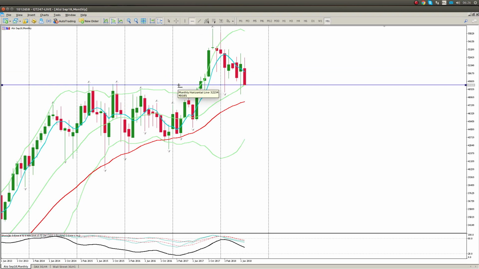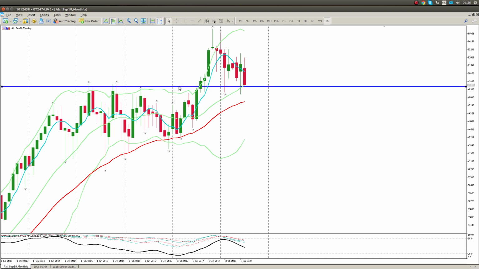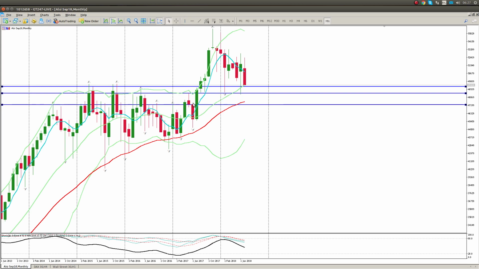So the first thing is, I'm just going to round that off. That is the first level there. The second level that we did tag was this inside tail here. Okay. Now we do have a little inside tail here, which is still an open Brooks gap on the monthly. So that is a potential target to the downside still.